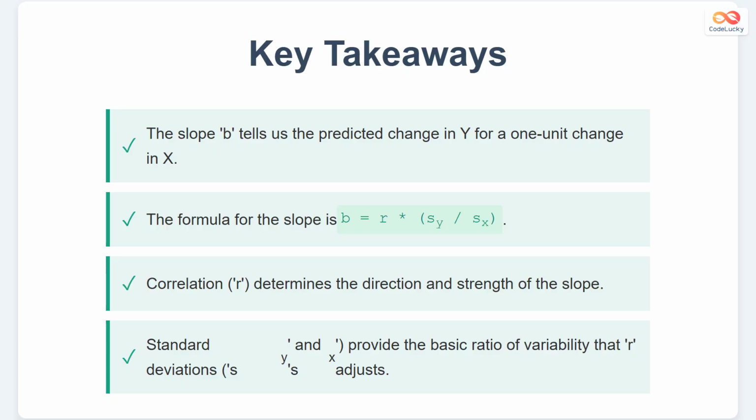To sum up, here are the main points. The slope, B, predicts the change in the y variable for a 1-unit increase in the x variable. It's calculated with the formula: slope equals correlation times the ratio of the standard deviations. The correlation, r, sets the direction and strength of the slope, while the standard deviations account for the variability in the data. And that's the essence of the slope of a regression line.